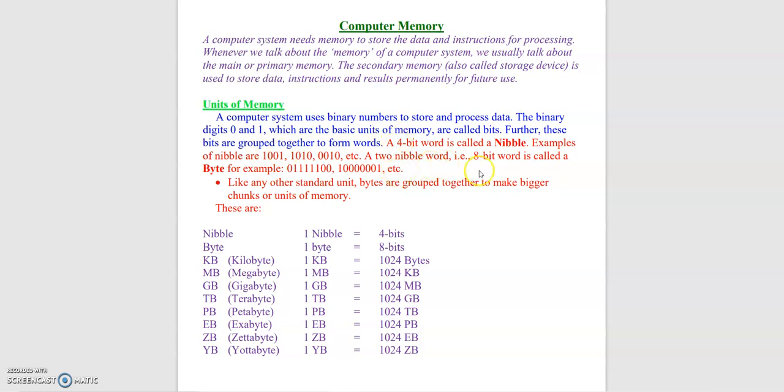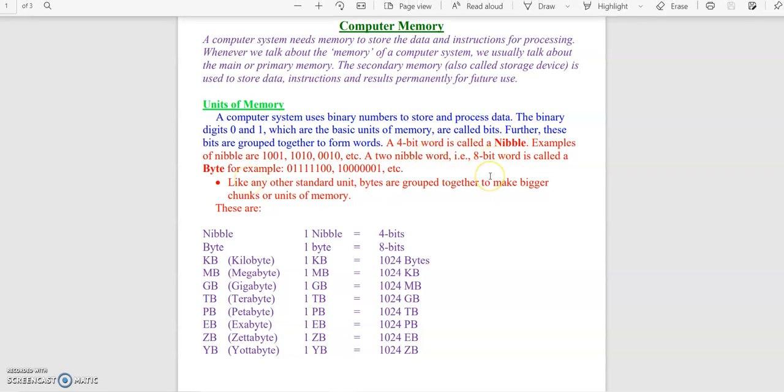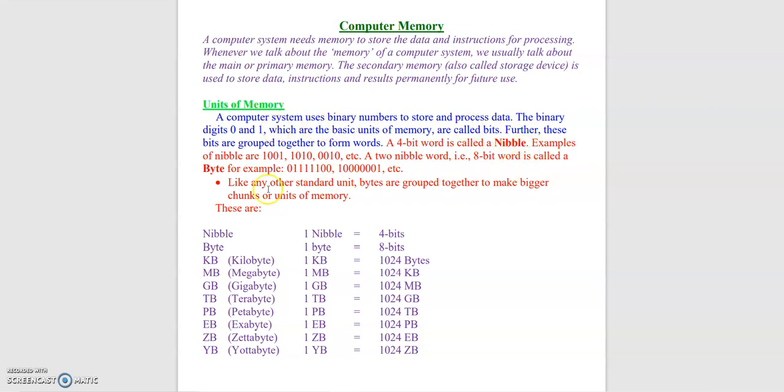A 2-nibble word, that is 8-bit. Now when we double this 4-bit into 8-bit, it becomes a byte. So 4 bits make one nibble, 2 nibbles make one byte. A bit is 0 and 1, nibble means 4 bits and byte means 8 bits. This is an example of a byte. Like any standard unit, bytes are grouped together to make bigger chunks or units of memory.